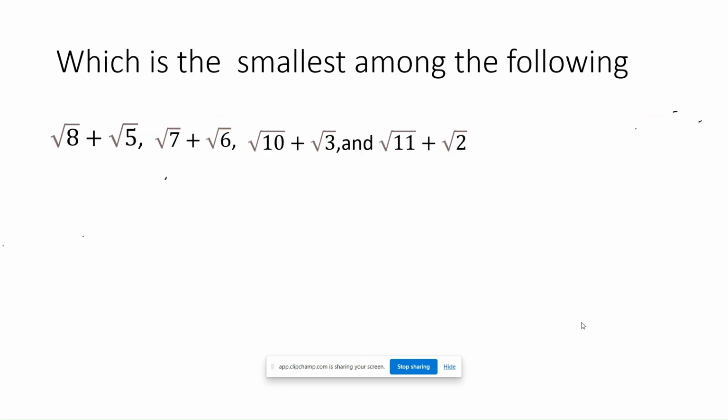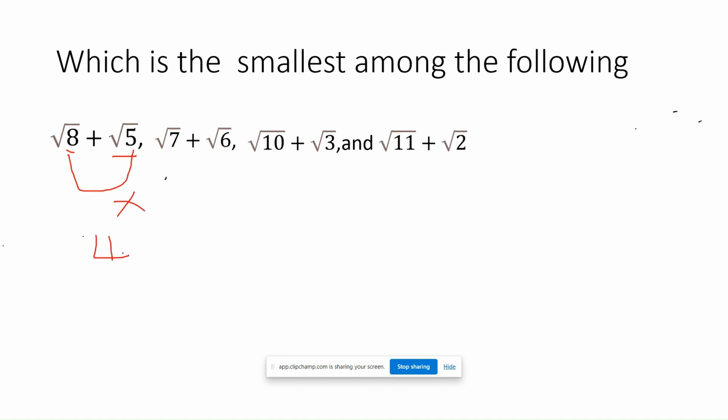Now let us see the next problem, which is the smallest among the following. Whenever you find this type of question, firstly you can add and see. 8 plus 5 is how much? 13. 7 plus 6 is again 13. 10 plus 3 is again 13. 11 plus 2 is again 13. You are not finding any hint here. So what you do, you can multiply and see these two numbers.